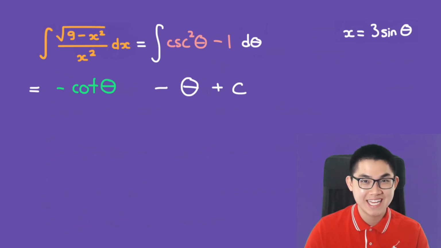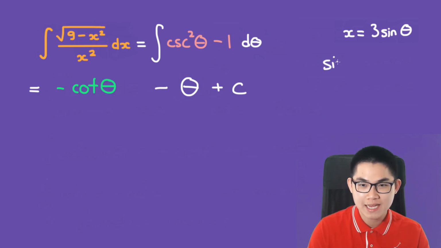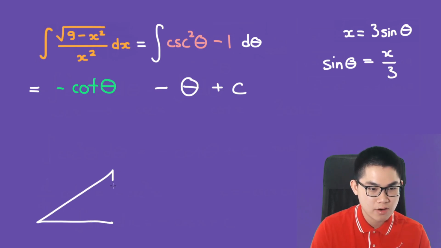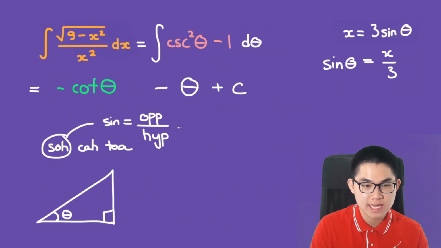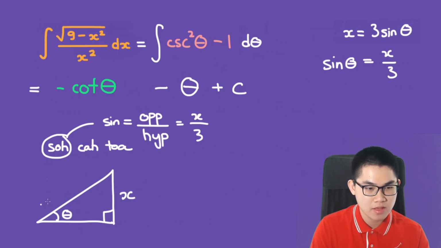And we're almost done. Remember that x equals 3 times sine of theta. This is where it comes in. From this, we know that sine is x over 3. If you take a look at our triangle, this corner here is theta, then we have the SOHCAHTOA rule. The SOH rule says that sine is equal to opposite over hypotenuse. Our opposite will be x, and our hypotenuse will be 3.